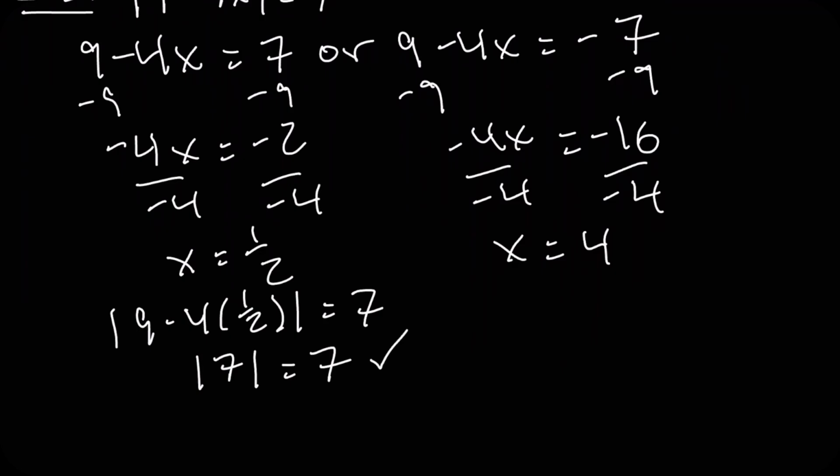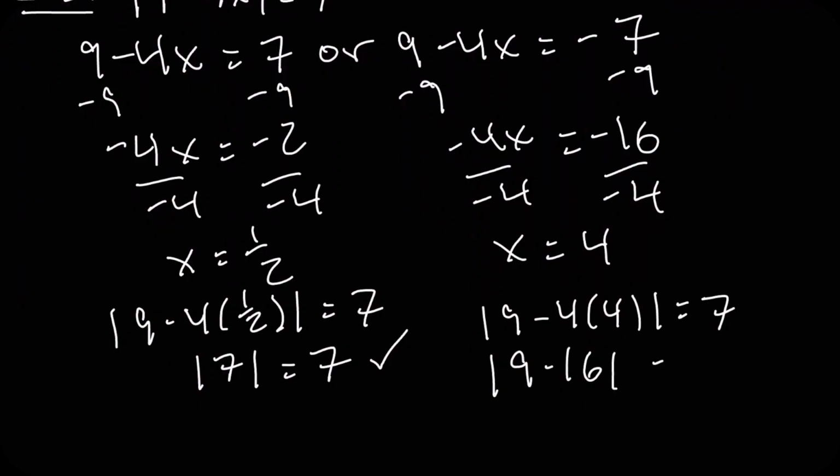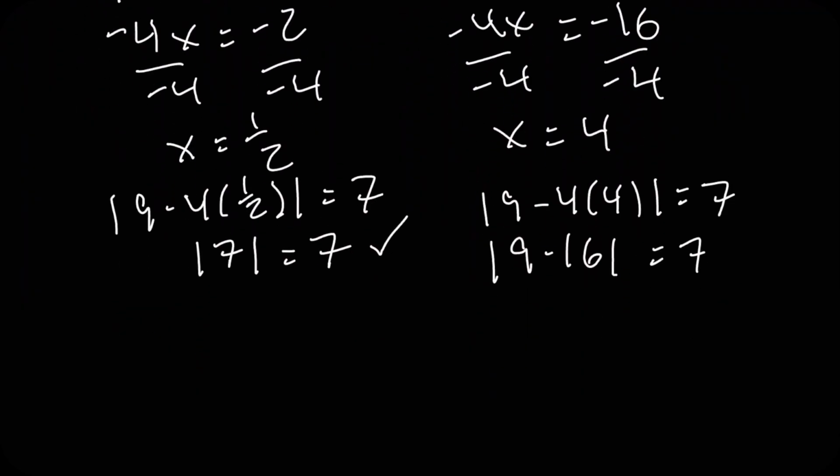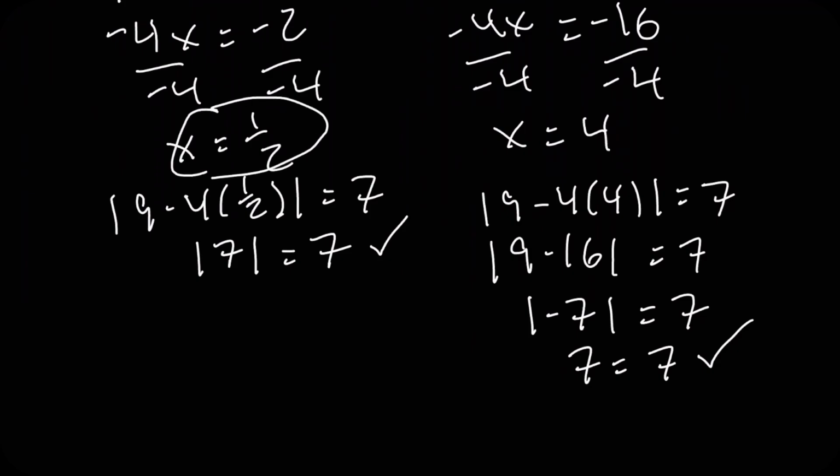And our other one we have is absolute value of 9 minus 4 times 4 equal to 7. So we'll have absolute value of 9 minus 16 is equal to 7. And that will be the absolute value of 7 is equal to 7, or 7 is equal to 7, which makes sense in our case. So we can go ahead and include both of these as solutions.